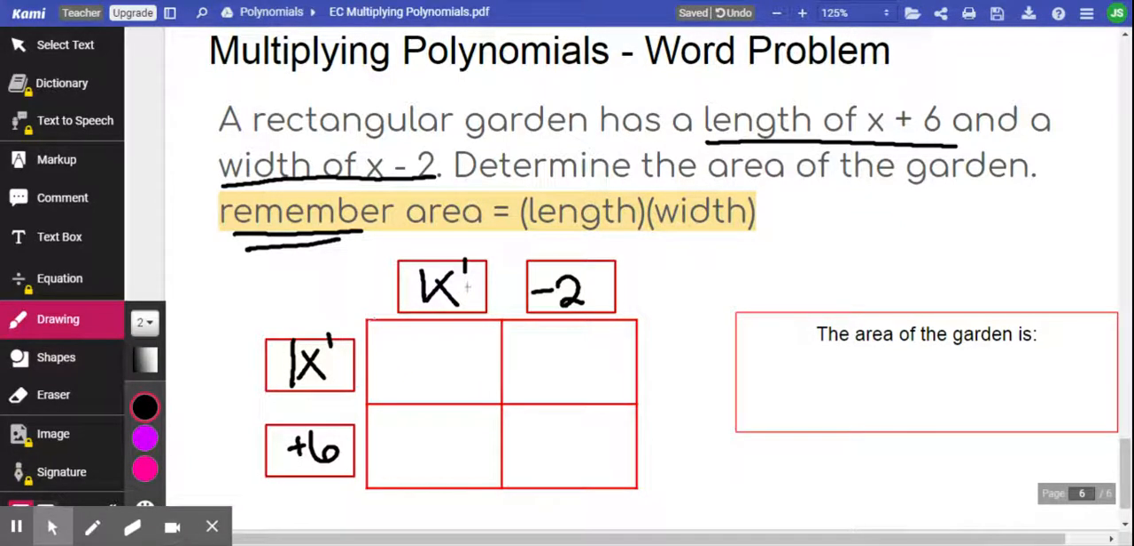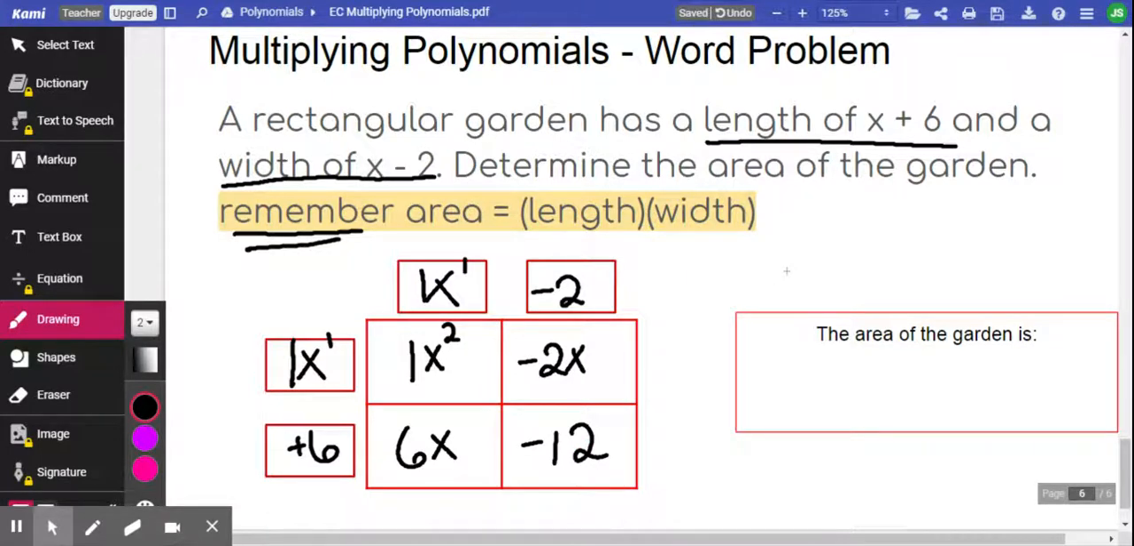You'll probably get to a point where you don't need to write in the ones, but for right now I am. 1 times 1 gives me 1. x to the first times x to the first gives me x to the second. 1 times negative 2 gives me negative 2x. Then I have positive 6 times a 1x. Same thing as I did before, I'm taking the area of each one of these little spaces in here, so I'm multiplying my two sides. My last side here is positive 6. The side from the top is negative 2. 6 times negative 2 is negative 12.